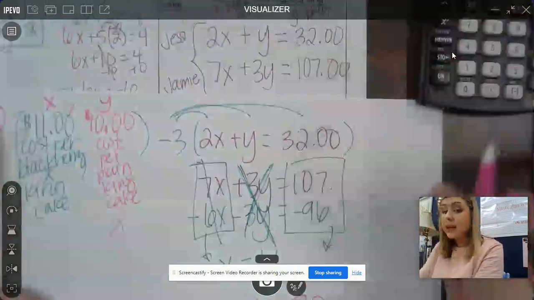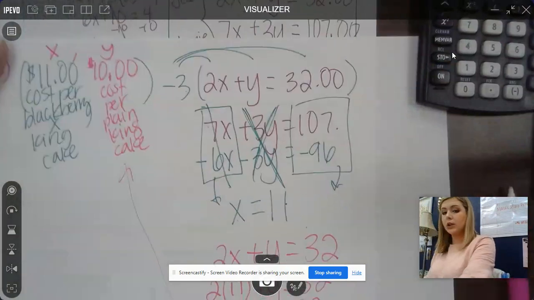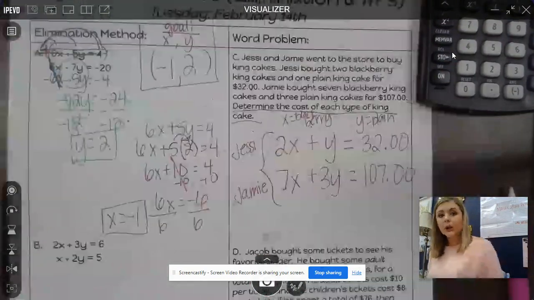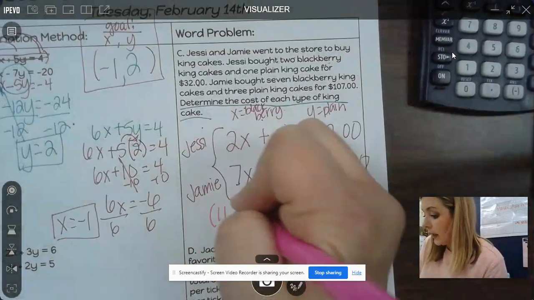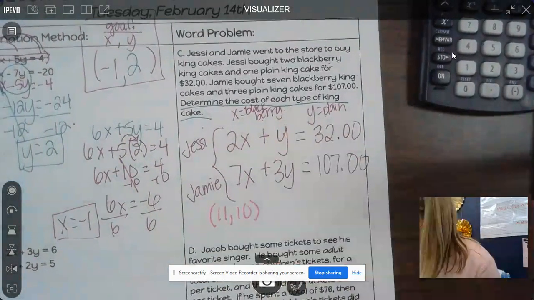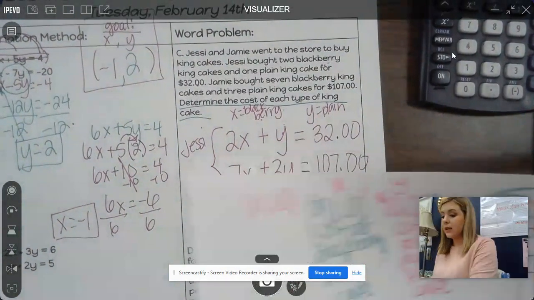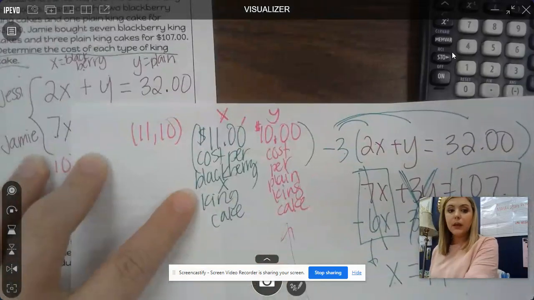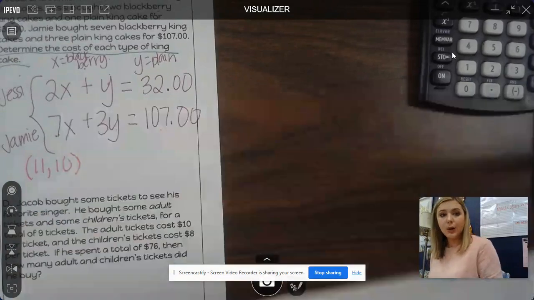Okay, and again, that's a lot of scratch work. So please go back if you need to check any of this again, rewind and keep going. All right, so far, I'm going to transfer my answers here. We know that we had 11 and 10 as our values. And then, of course, you can go back and write in your box here that 11 is the cost per blackberry king cake, and 10 is the cost per plain.